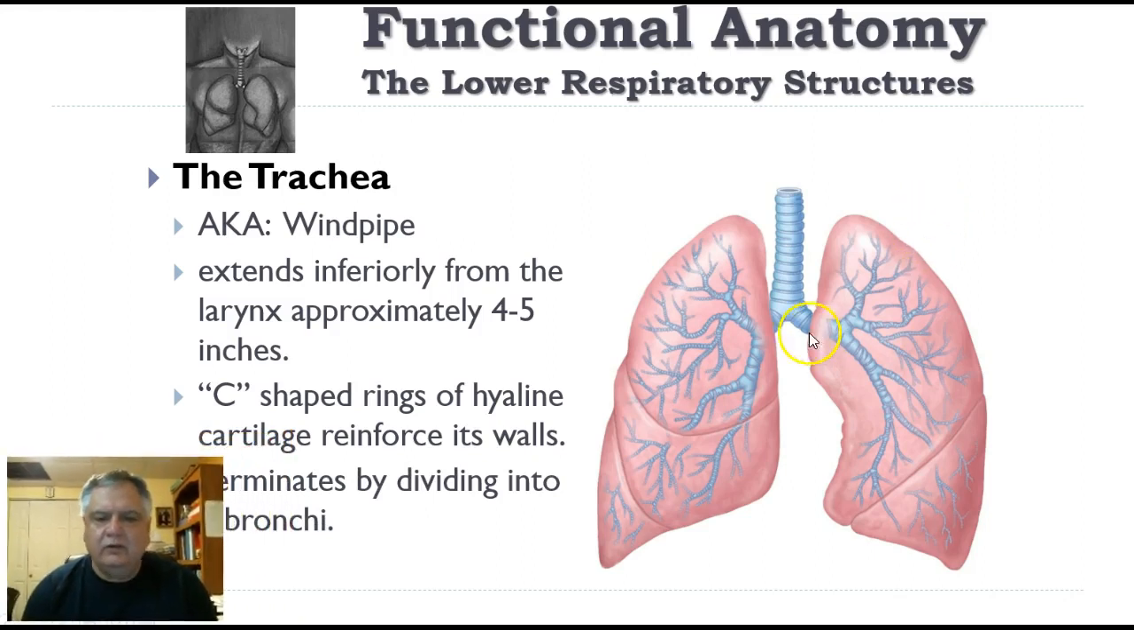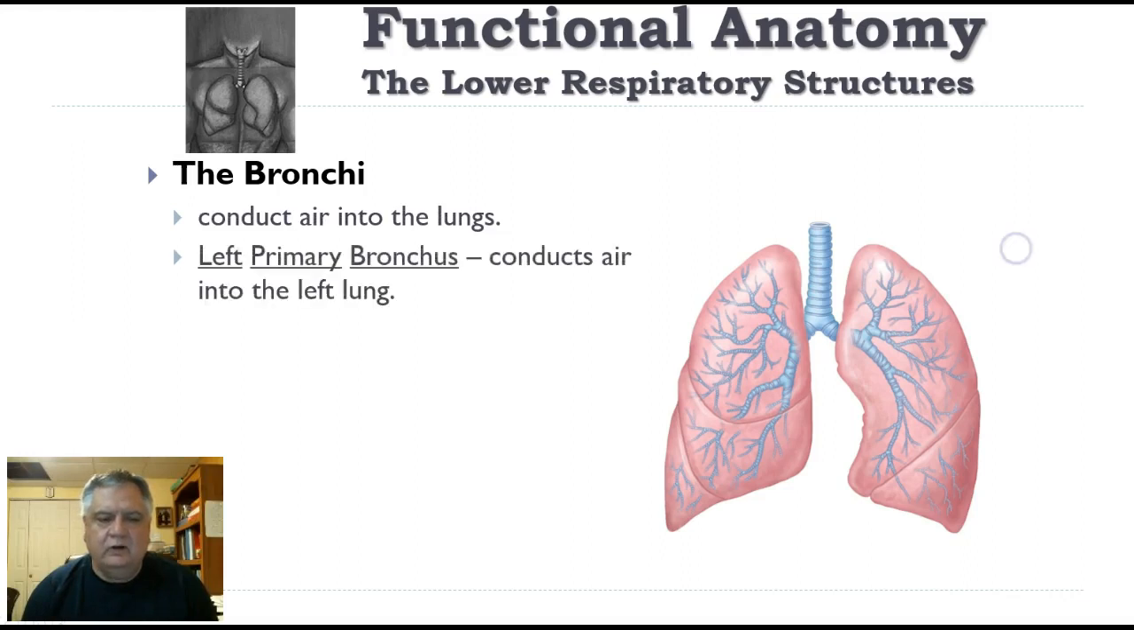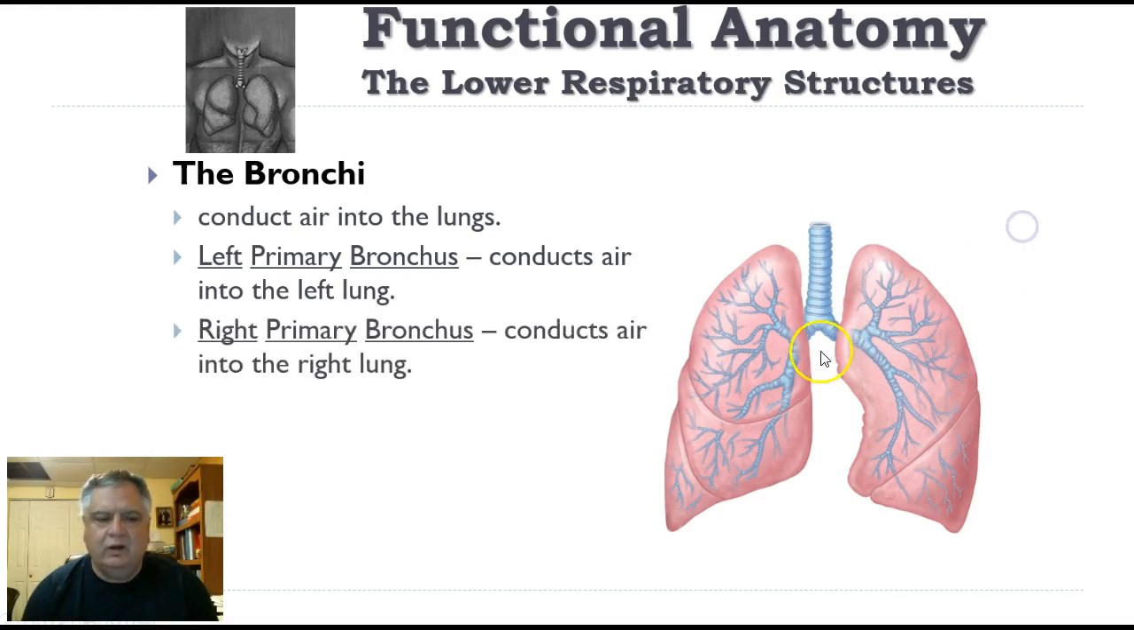The trachea itself is going to terminate by dividing into two bronchi. Okay, so we're going to have a left bronchus and a right bronchus, the two bronchi. Let's take a look at those next. So the bronchi are actually going to conduct the air directly into the lungs. As I mentioned, there's a left primary bronchus that's going to conduct air obviously into the left lung, and there's a right primary bronchus that's going to conduct air into the right lung.